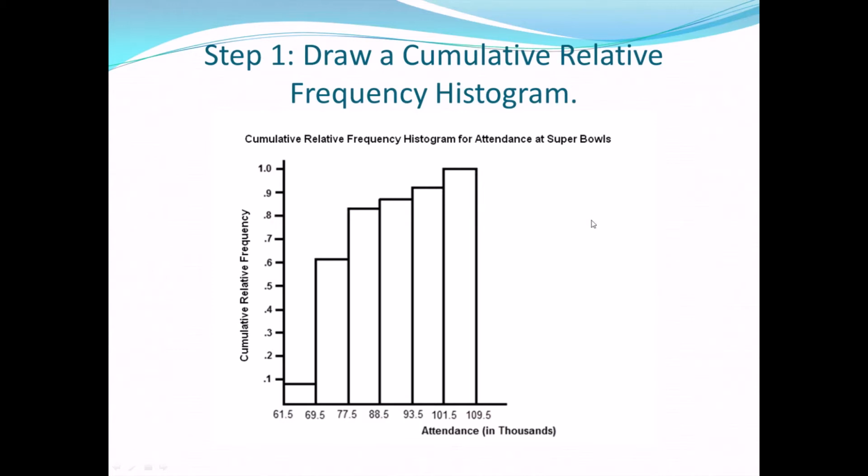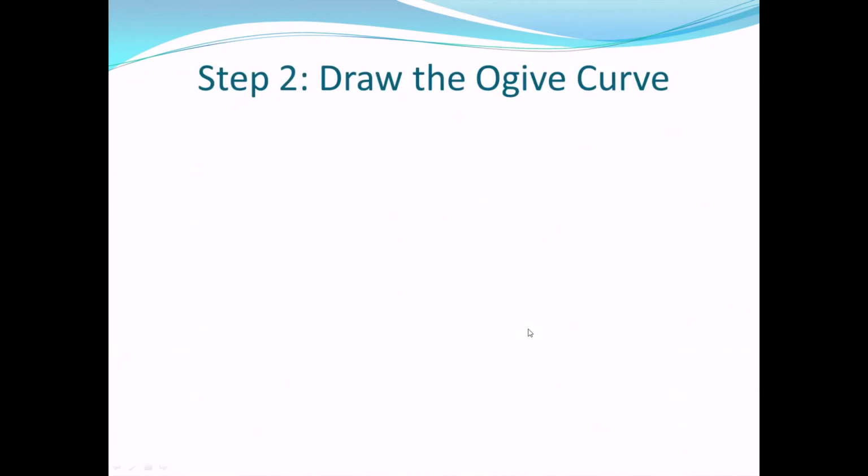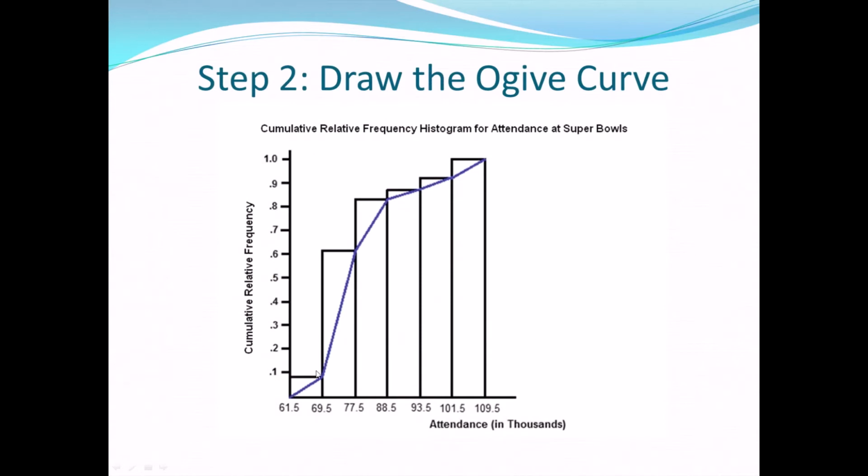So how does the ogive work into this? This is not an ogive. It's just a cumulative relative frequency histogram. If you go from your first class, lower left, to upper right, upper right, upper right, that is your ogive, right? It's kind of a curve that shows the accumulation of your relative frequency.